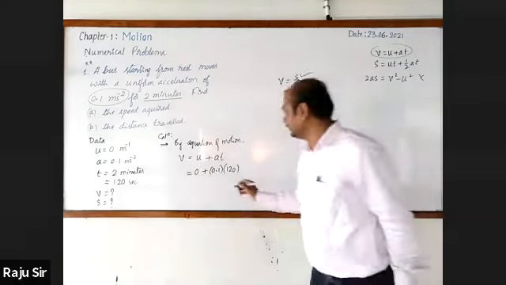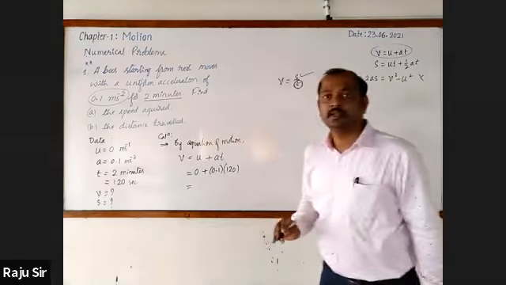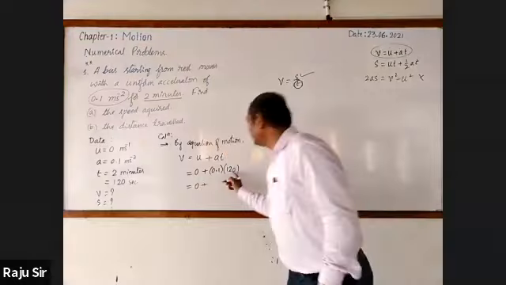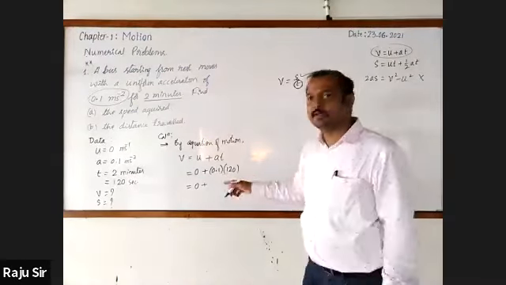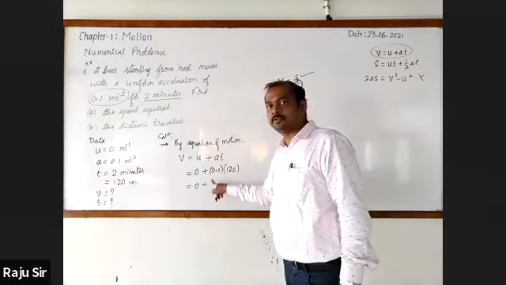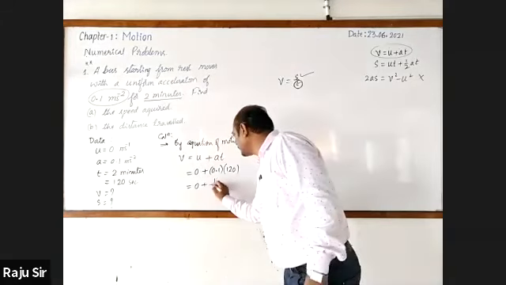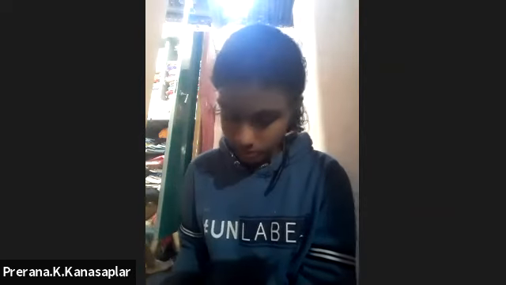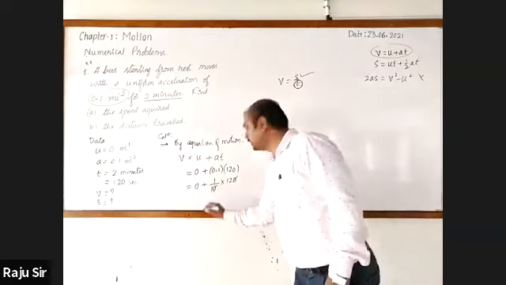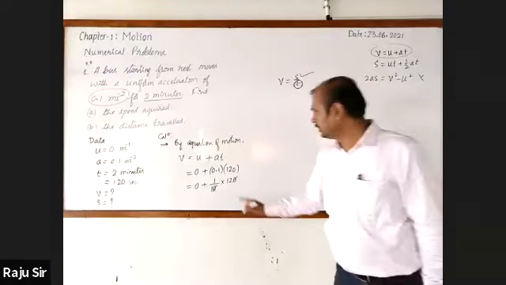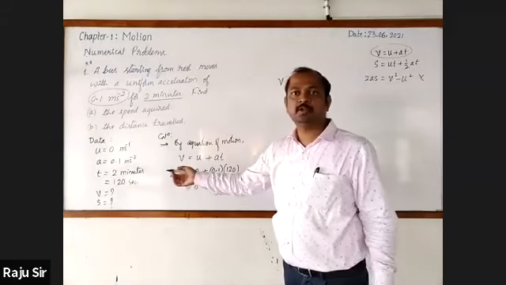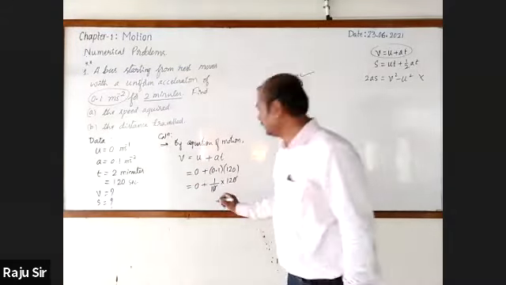Good. This is equal to 0. You may multiply directly, or else convert this decimal into a fraction. 0.1 you can write as 1 by 10, into 12. 12 ones are 12, 12 plus 0 is 12 only. This is equal to 12.